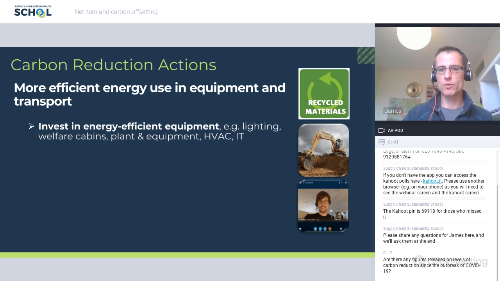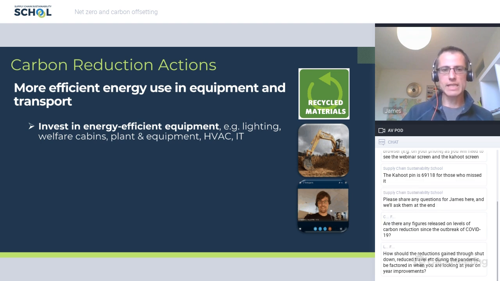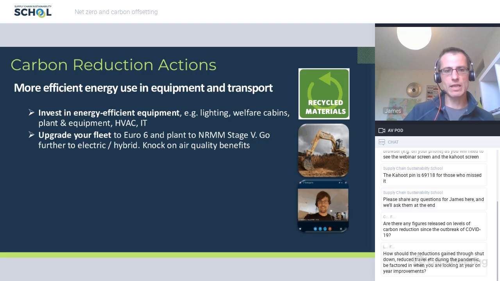Okay, so I'm going to run quickly through some examples of the kinds of energy reduction, carbon reduction actions you can take. Using more efficient equipment and transport. So the lighting, the welfare cabins you might have, plant and equipment, the IT systems you have. Think about the vehicles you have. Are they as clean, in inverted commas, as they could be? There's some knock-on benefits as well if you move away from diesel engines in terms of the air quality and health benefits.